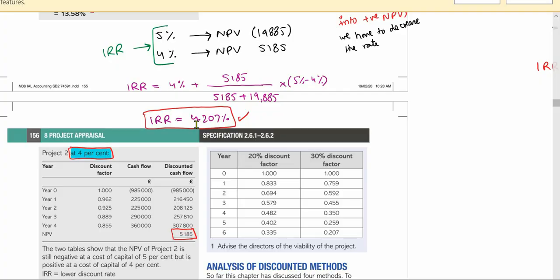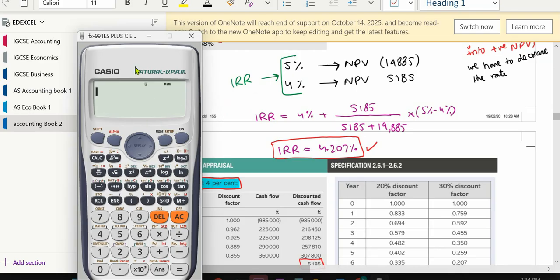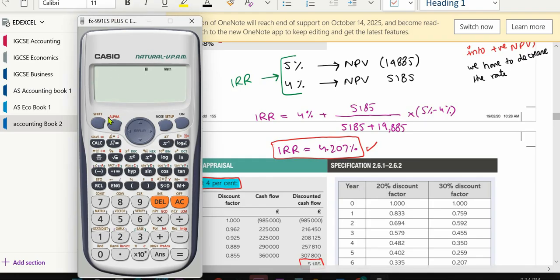Now look at the calculator. Look at how I am putting the values in the calculator. First of all, 4%. Just write 4. Nothing to worry about. Plus, then press the fraction button, then write 5185. You can't see my calculator? No, I think you're just sharing the screen. Okay, just give me a minute.